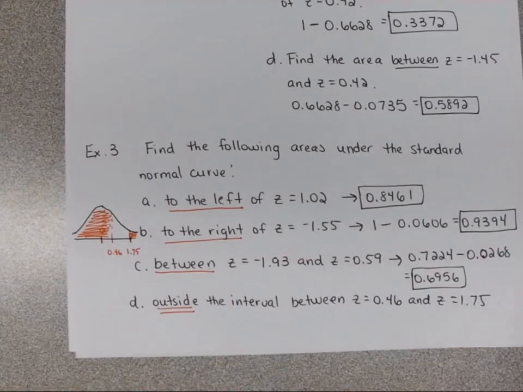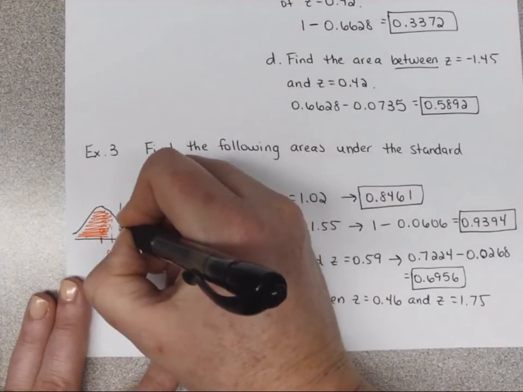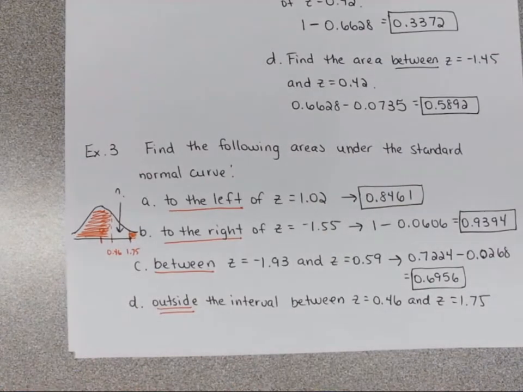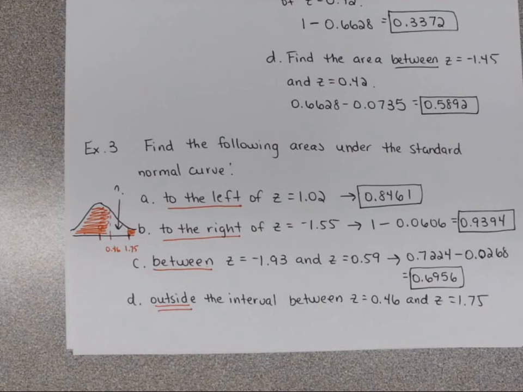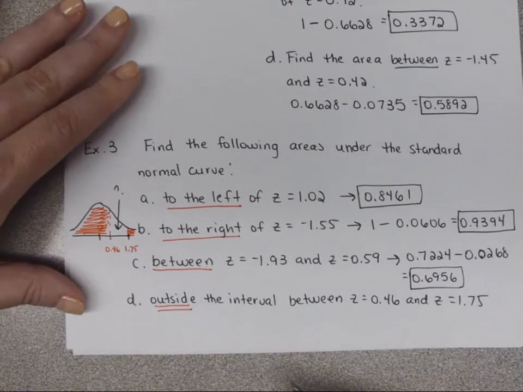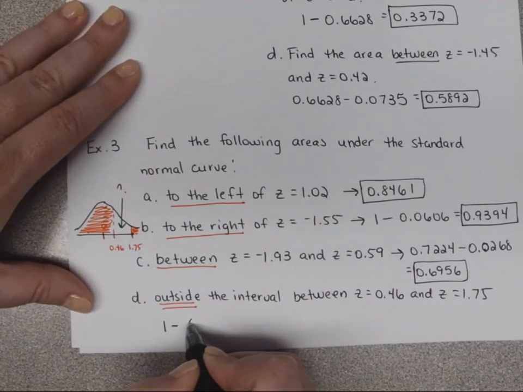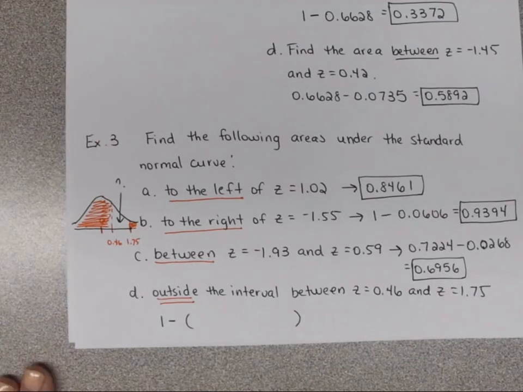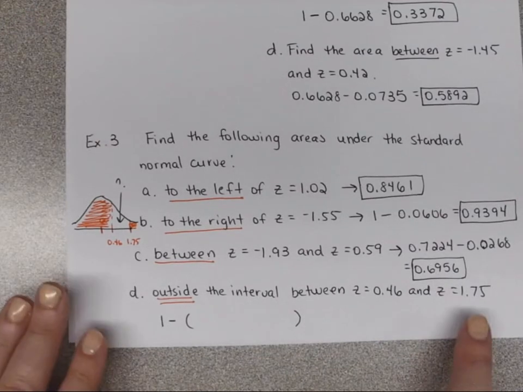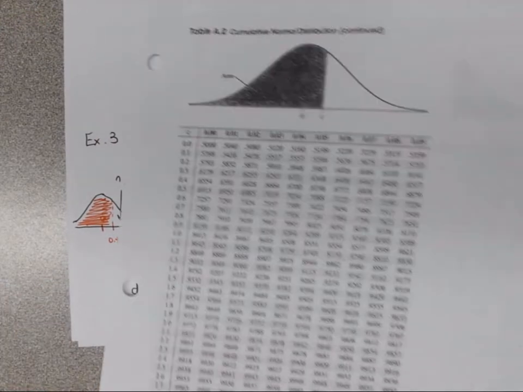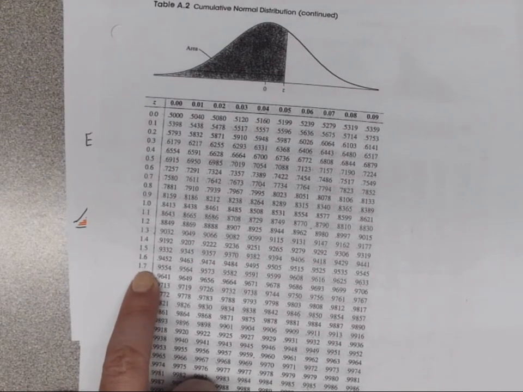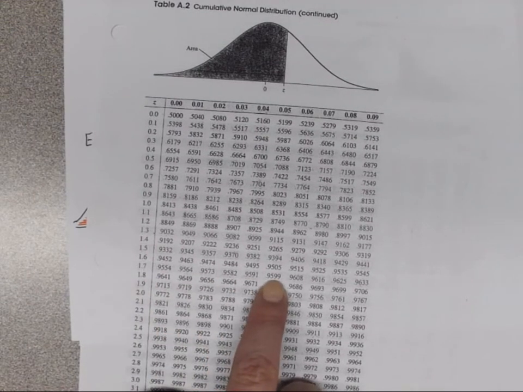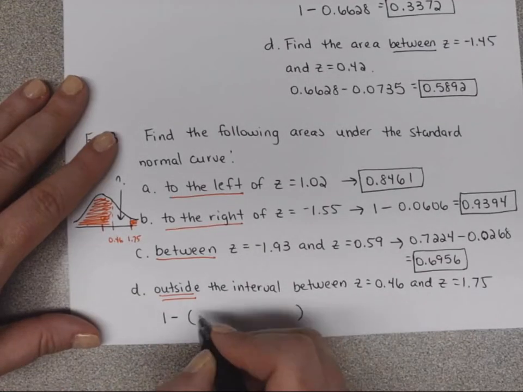Okay, so logically, how can we get it? Well, we could figure out what we want here, and then we could subtract it from 1, because I want the stuff outside of that window. So basically, we're just going to do 1 minus whatever two values we get from our chart. Okay, so you start at the one on the right. Find 1.75 first, 1.7. Scroll your finger over till you get to the 0.05, which is 0.9599.